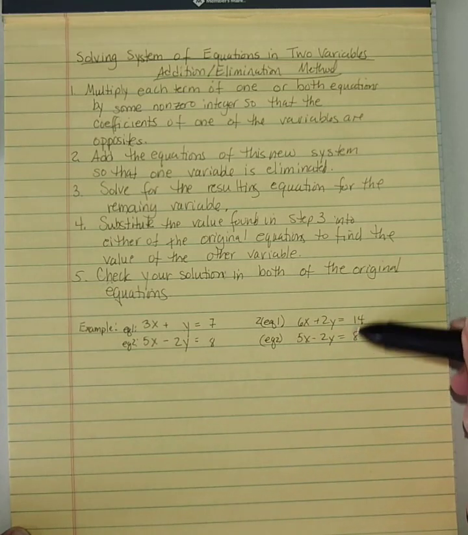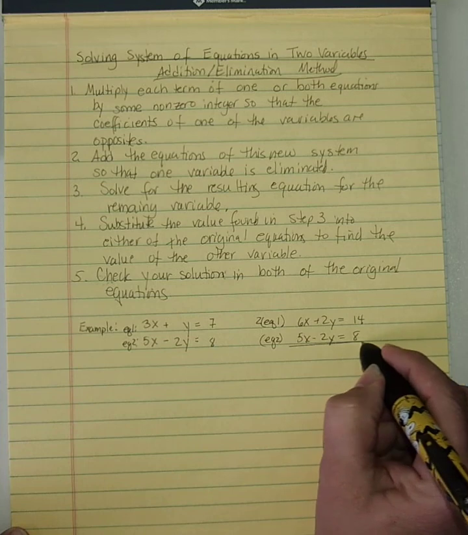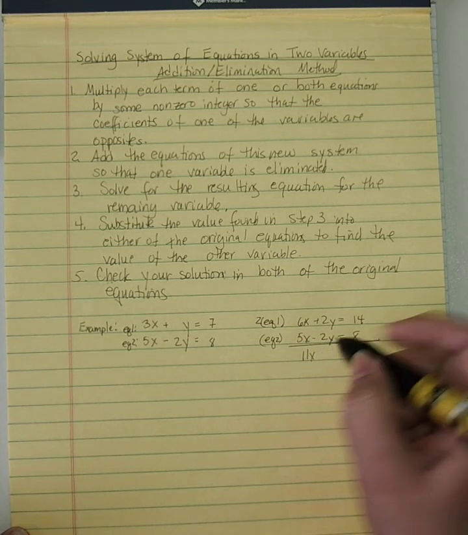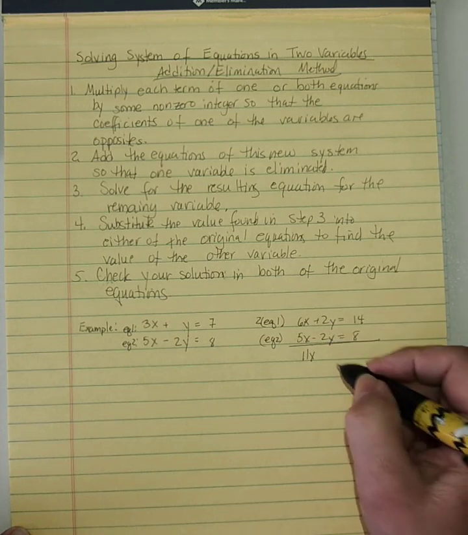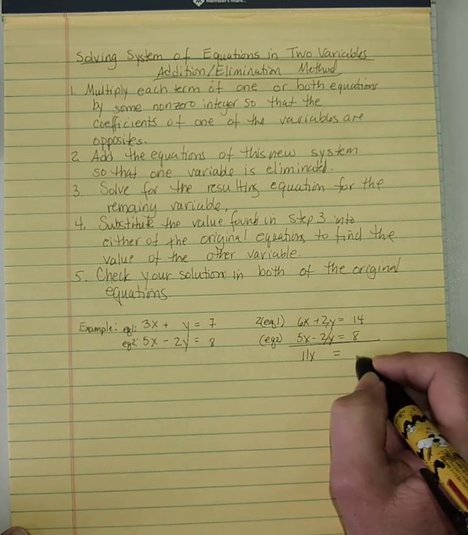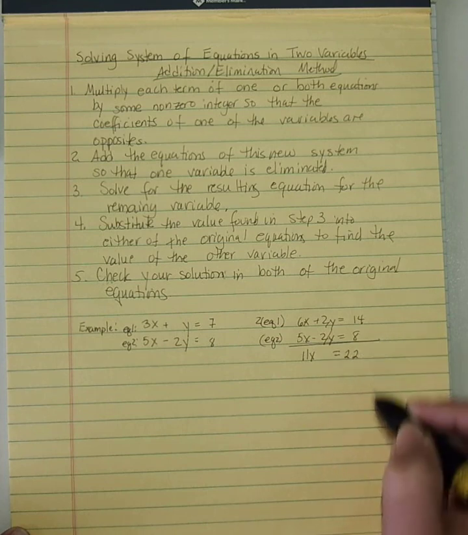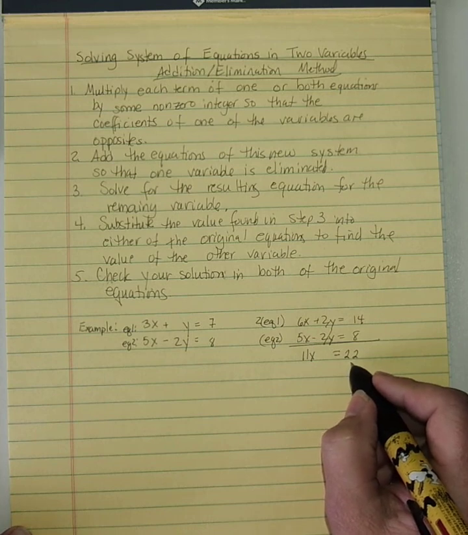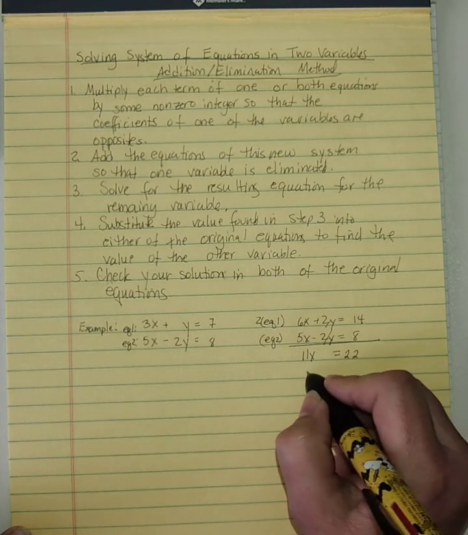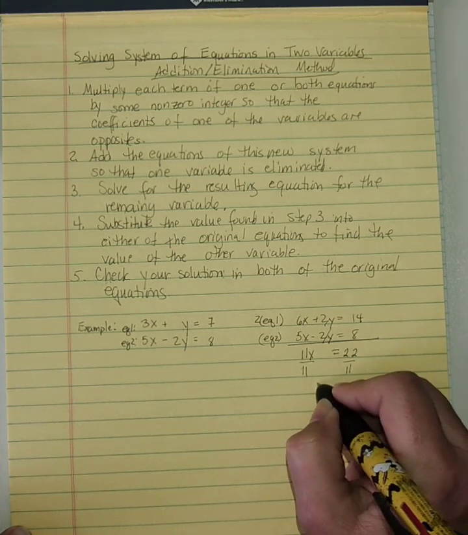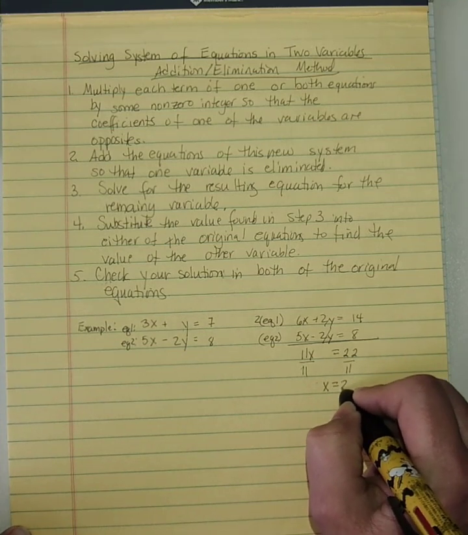And now if I add these two equations together, look what happens. 6x plus 5x gives me 11x. 2y minus 2y, they get eliminated. And that equals 22. Now I can solve this resulting equation for x. So I'm going to divide both sides by 11, and I'd have x equals 2.